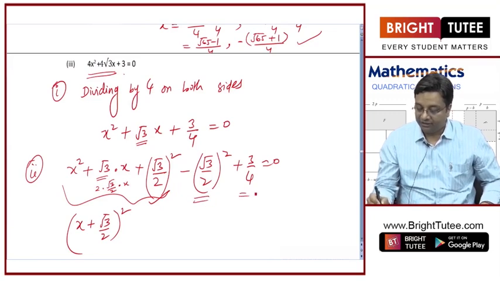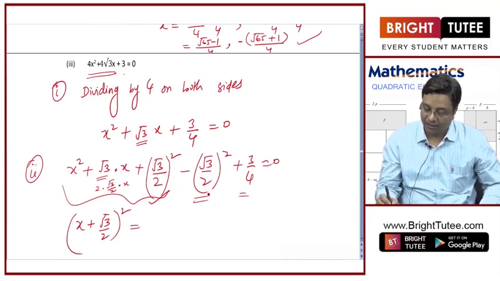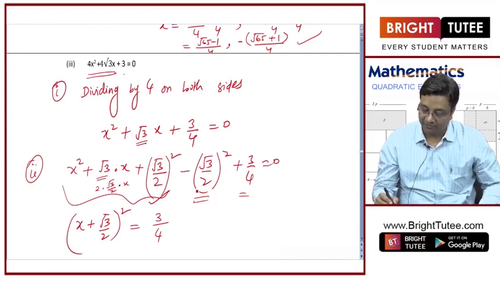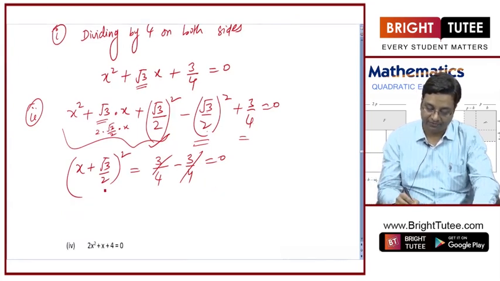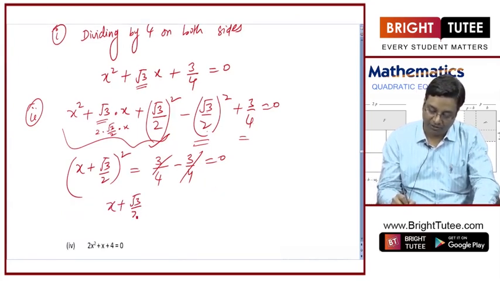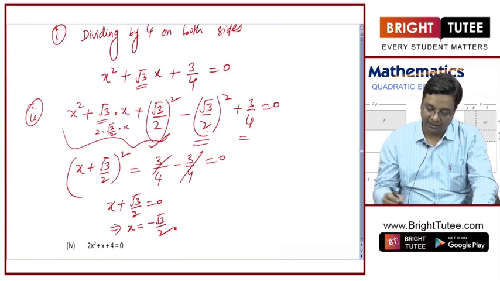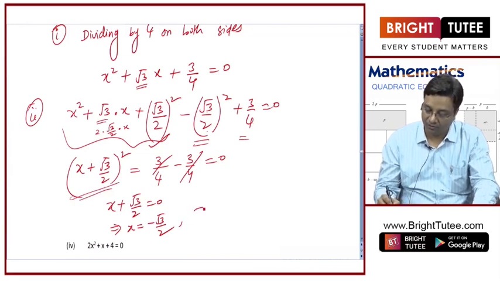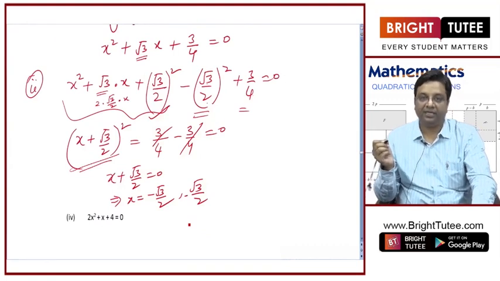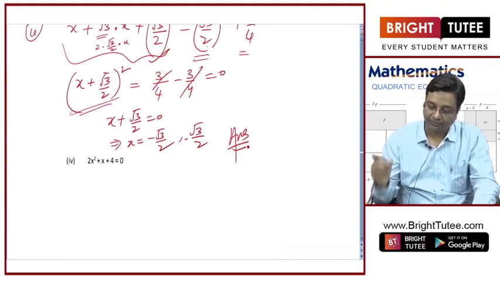So if I take these things to the right hand side, root 3 by 2 whole square will become 3 by 4, right? And this gets cancelled here, because this is 3 by 4 and this is 3 by 4. So 3 by 4 minus 3 by 4 gets cancelled, equal to 0. So the roots are x plus root 3 by 2 equal to 0 will give me x equal to minus root 3 by 2, and the other root also same. So both the roots are root 3 by 2 with a negative sign, okay?